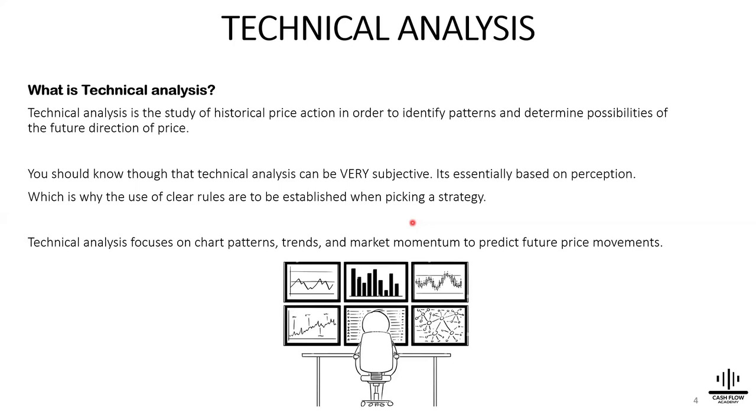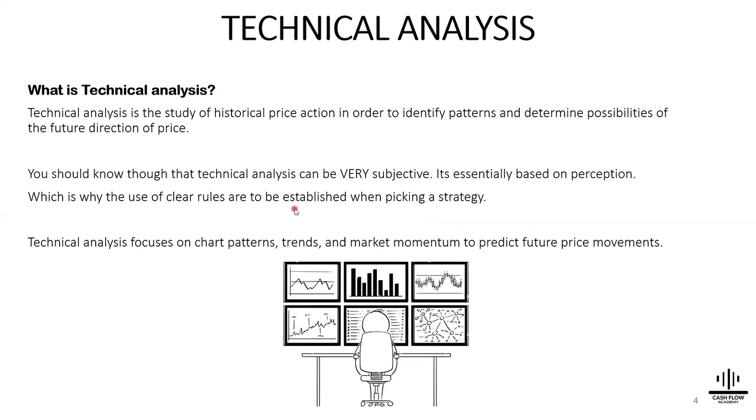Now, you should know that technical analysis can be very subjective. I can be seeing a triangle, maybe the chart is forming a triangle, and somebody else may be seeing a ranging market. Somebody may be seeing another chart pattern. So it's based on the perception of the trader, which is why clear rules need to be established when picking a strategy. When you want to make a strategy using price action, it's very important that you establish clear rules, because sometimes it can be very deceptive when you are looking at the charts.